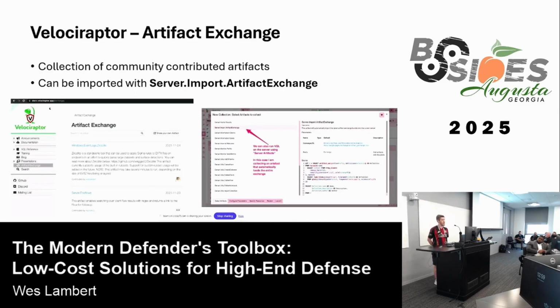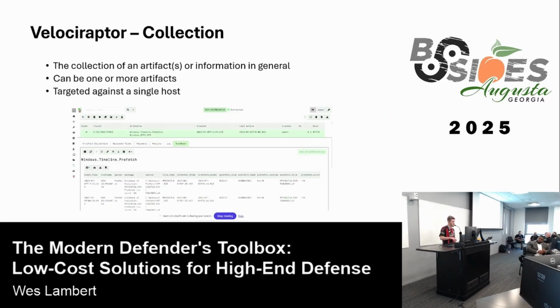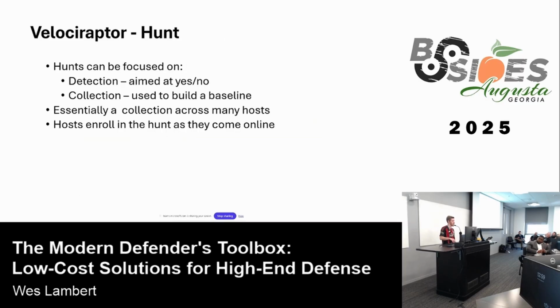And again, contributed by the community, these artifacts can be imported with the artifact exchange artifact itself, and that will pull in all of those that are community contributed from the artifact exchange, which is pretty cool. A lot of really cool artifacts in there. And then when we're ready to actually perform, or want to get those artifacts, we can perform a collection there. And then when we're ready to do that on a bunch of hosts, we can turn that into a hunt. And when those clients come online, they will enroll in the hunt, and then that collection will be started for each one, and the results will be returned back to you.